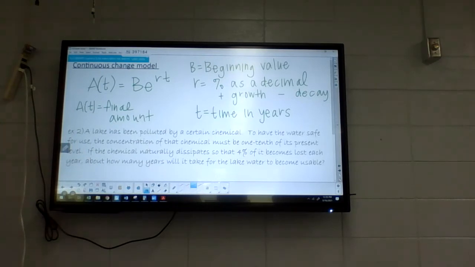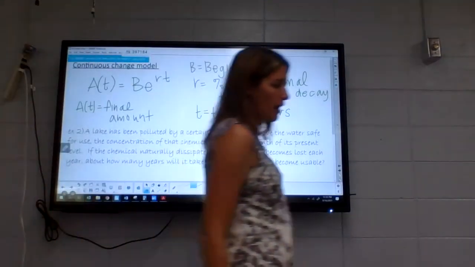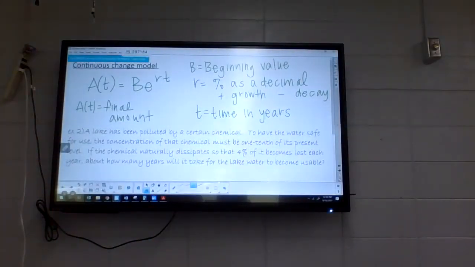Now when I put these questions on the sheet, I put them in the wrong order, so I'm going to do example two last. It's actually the toughest one on here. I don't know why I put it where I did. So let's actually do number four and finish number four, and then we'll take a break.